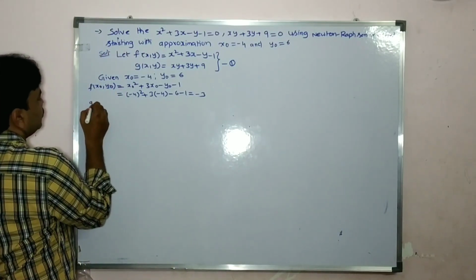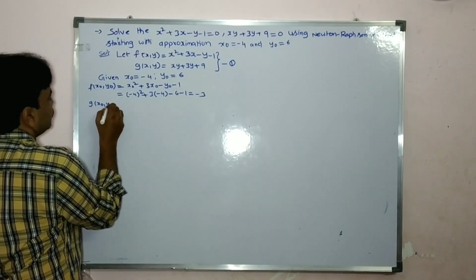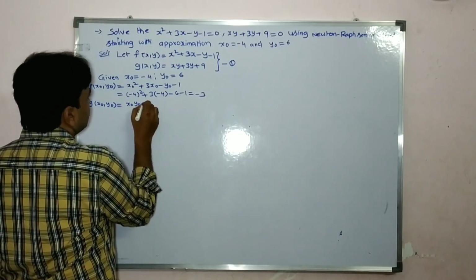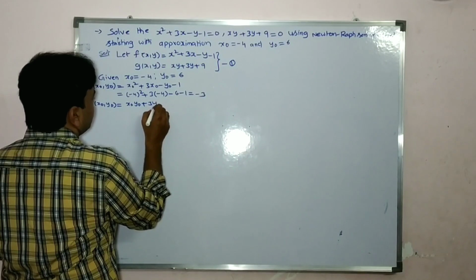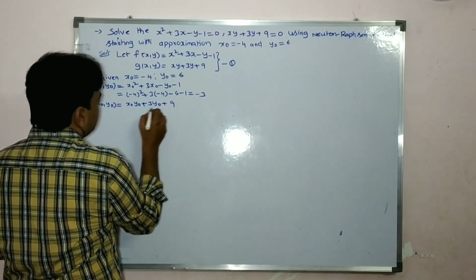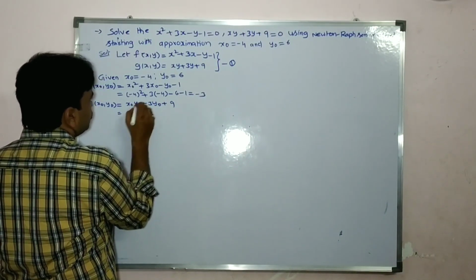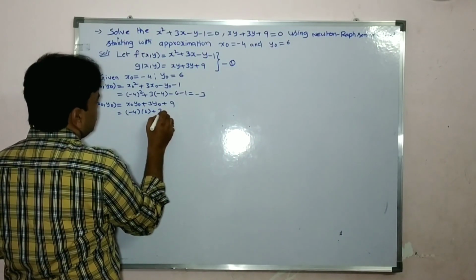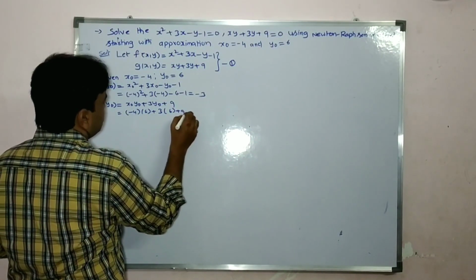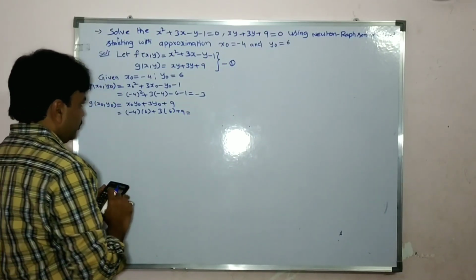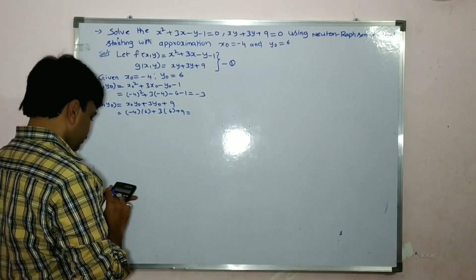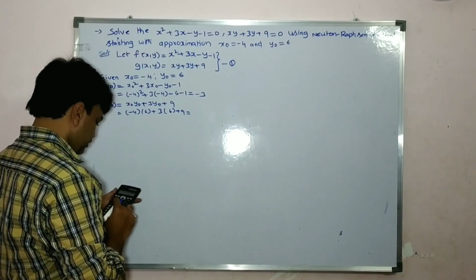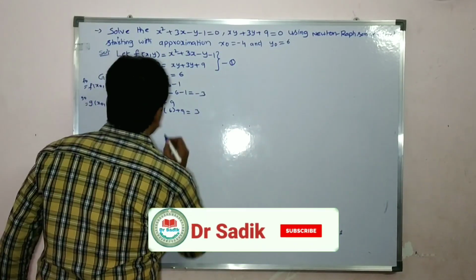Then you find g of x0, y0. That is equal to x0 y0 plus 3y0 plus 9. So that is equal to x0 y0, students, minus 4 into 6 plus 3 into 6 plus 9. That is equal to minus 24 plus 18 plus 9. That is equal to 3, students.